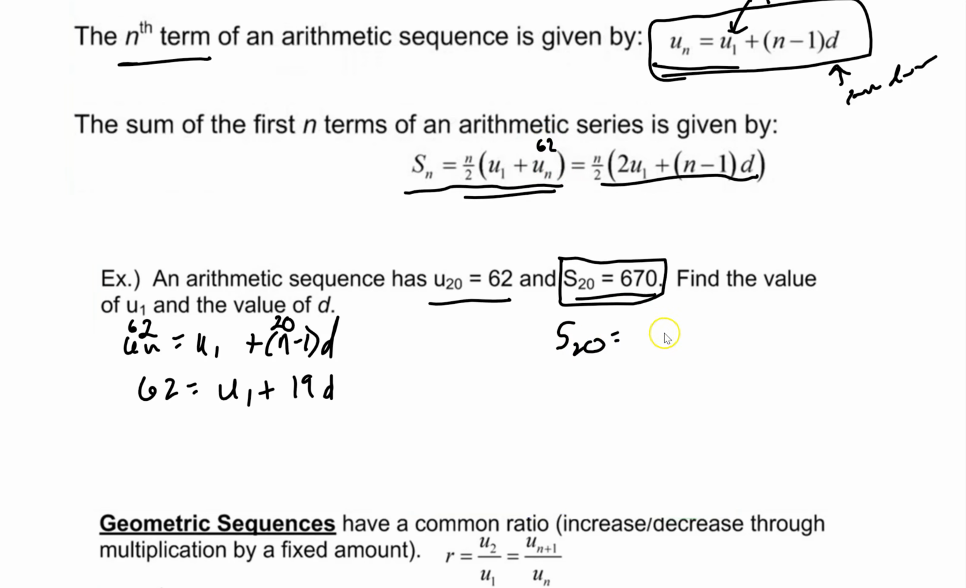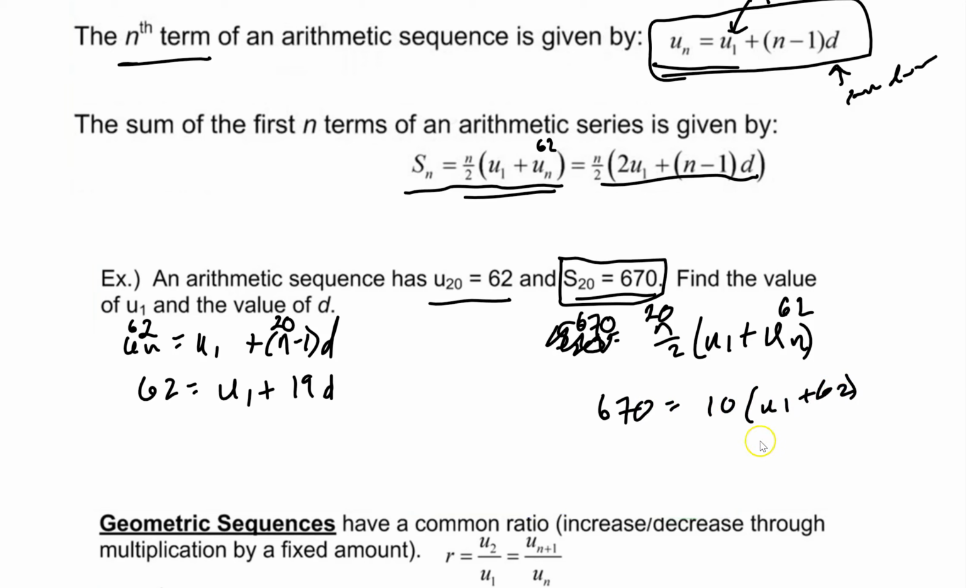So S20 equals n over 2 times u1 plus un. I know this is 670, so they tell me 670. n is 20, so this is 20. Now I actually have un this time. Right here they tell me u20 is 62, so this is 62. So this is 670 equals 10 times u1 plus 62. Now it's just mathematics. Divide by 10. 67 equals u1 plus 62. Subtract 62. u1 equals 5. I have u1. Go back here. Plug it in. Do a little mathematics.